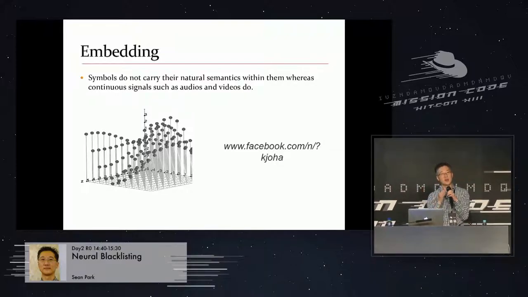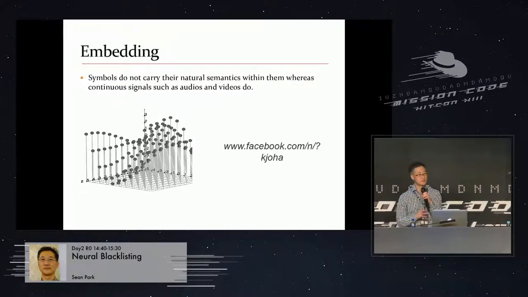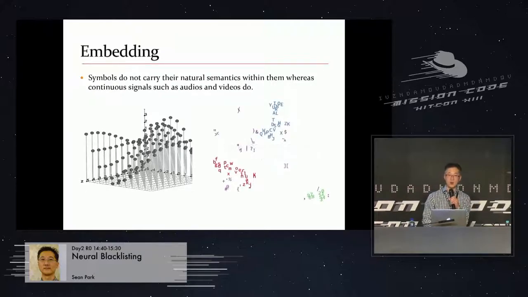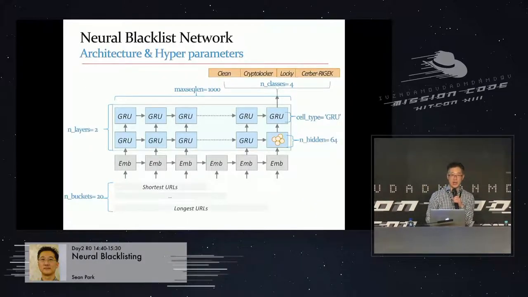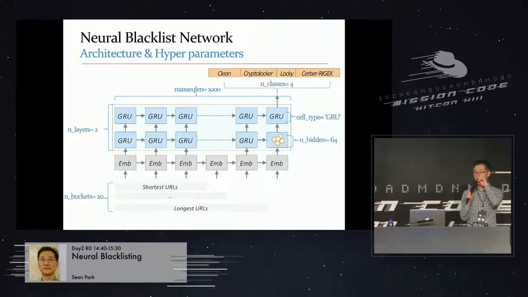But the symbols: what's the similarity between alphabet C and alphabet A? There's no similarity. And what's the difference between alphabet A and D? It has no meaning in its own form as a symbol, right? So what we want to do is learn representations of each input element in the input vector by using something called embedding. We assign numbers to each possible input symbol. So with all of that, we've got RNN, GRU, attention, and embedding. The final architecture is that. That's the architecture I actually used in my research.